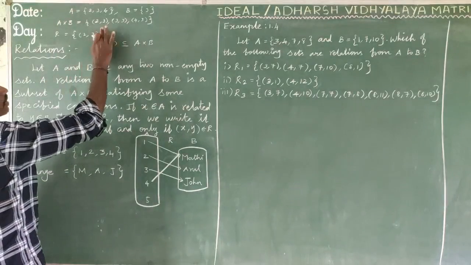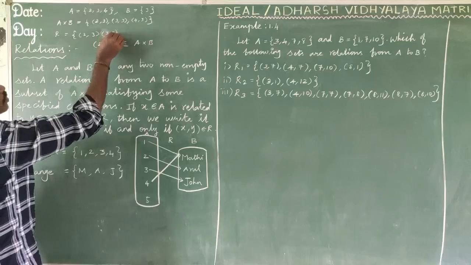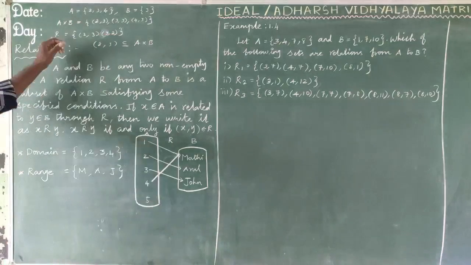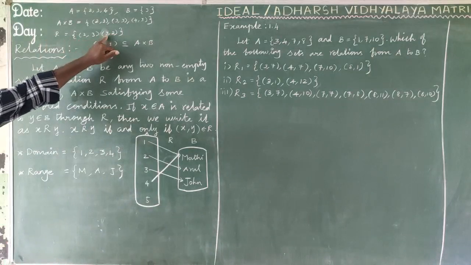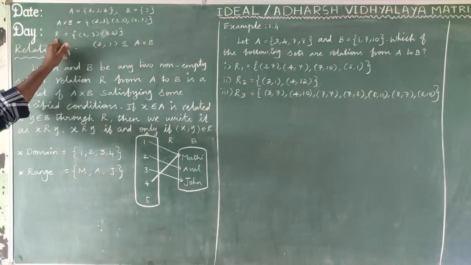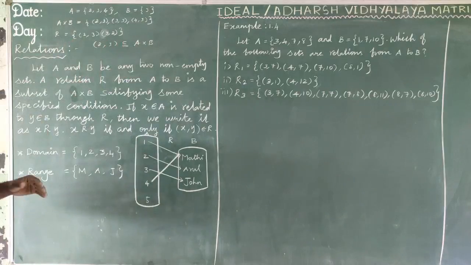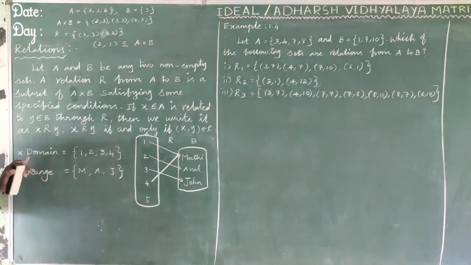In case R is equal to {(2, 3), (3, 2)}, then R is not a relation because (3, 2) is not in A cross B. So R is not a subset of A cross B, not a relation from A to B. Right. Next one, domain, codomain, range.